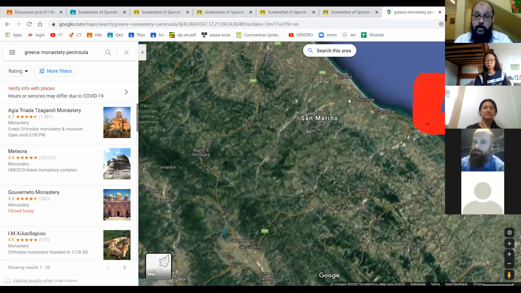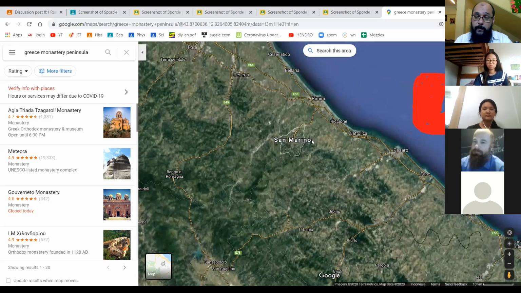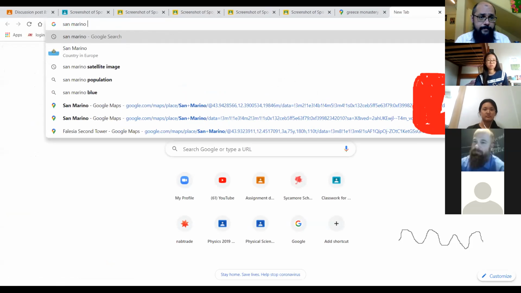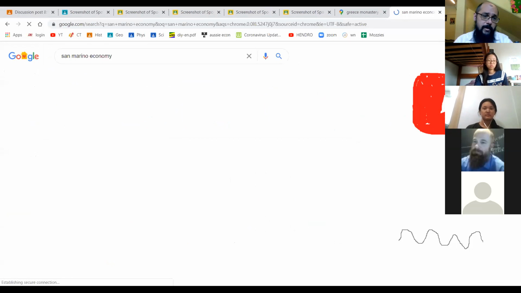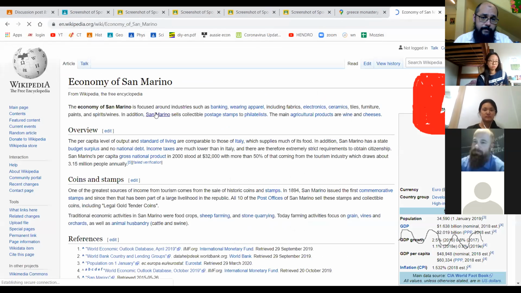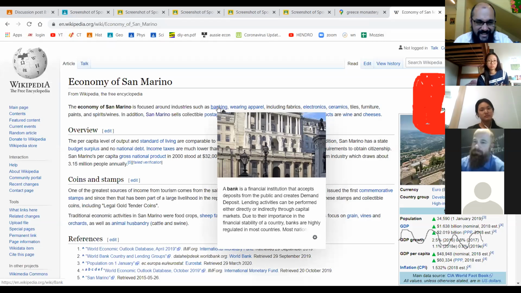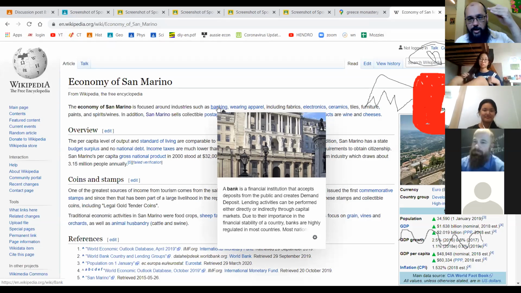San Marino, why do they want a different sort of rule here? Is there an economic reason? Let's look at the economy of San Marino. Banking. What? It's focused around banking? That is a really interesting reason. You may have that country existing just so Italians can put their money there and not have to pay tax. That may be the only reason. Wow.